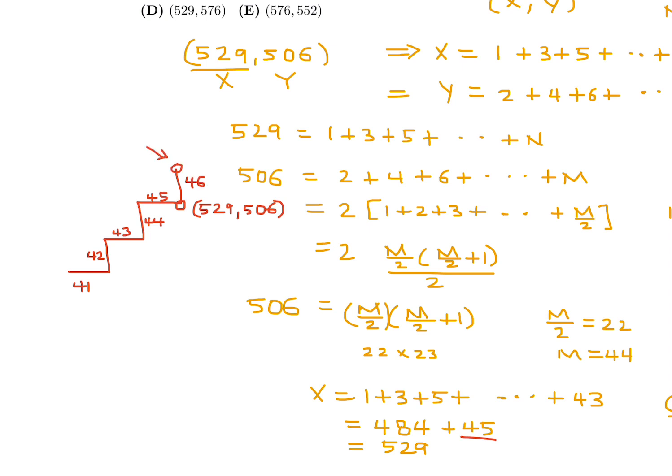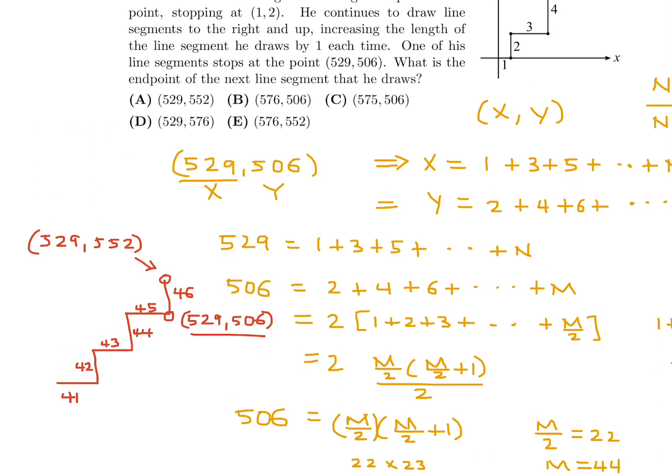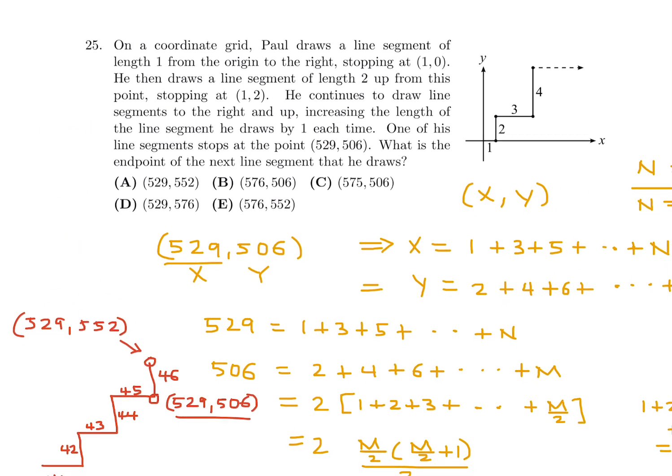And they're saying, what are the coordinates of that point? Well, if you go up 46 from this point, the x-coordinate doesn't change. It just remains 529. But the y-coordinate definitely changed. You have to add 46 to the y-coordinate. And when you do, you get 552. So that is going to be the end point of the next line segment that he draws. And therefore, number 25, the answer is A.